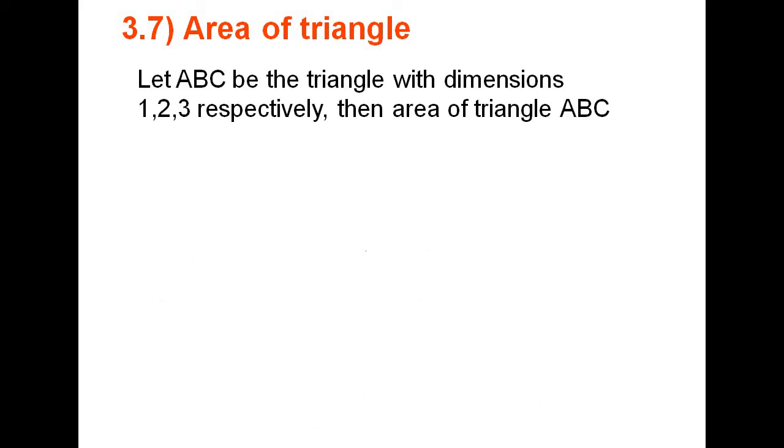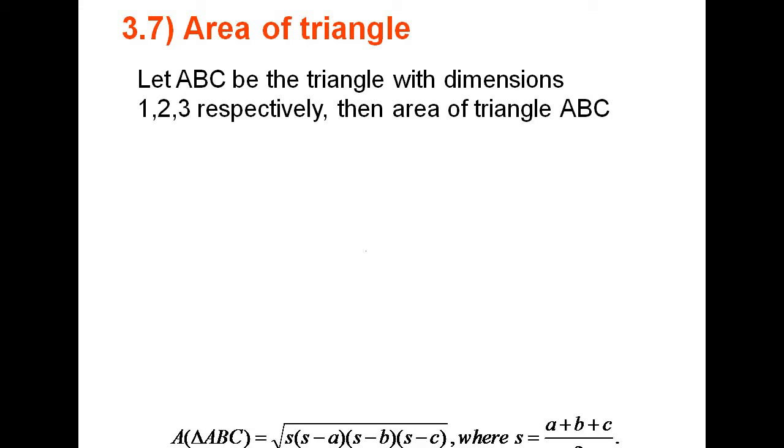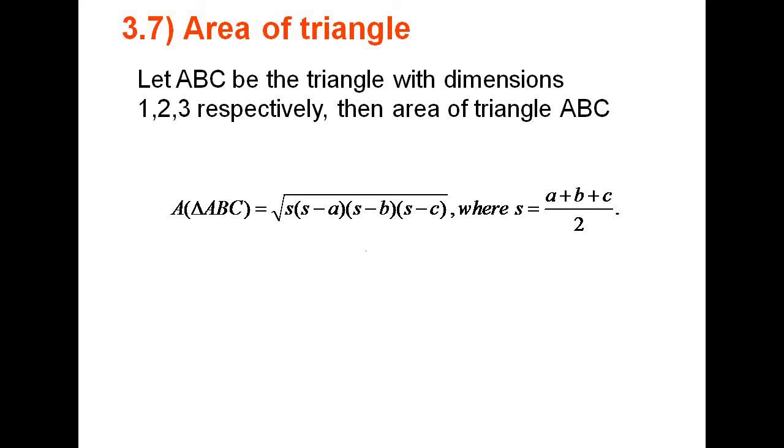Now we know how to find area of triangle. Suppose I will take this triangle ABC whose dimensions are 1, 2, 3 respectively. Two sides having their dimension, and we have to find area of this triangle. The lengths of the sides are given, therefore we will use here Heron's formula. Area of triangle is equal to under root of s into s minus a into s minus b into s minus c, where s is equal to a plus b plus c divided by 2.